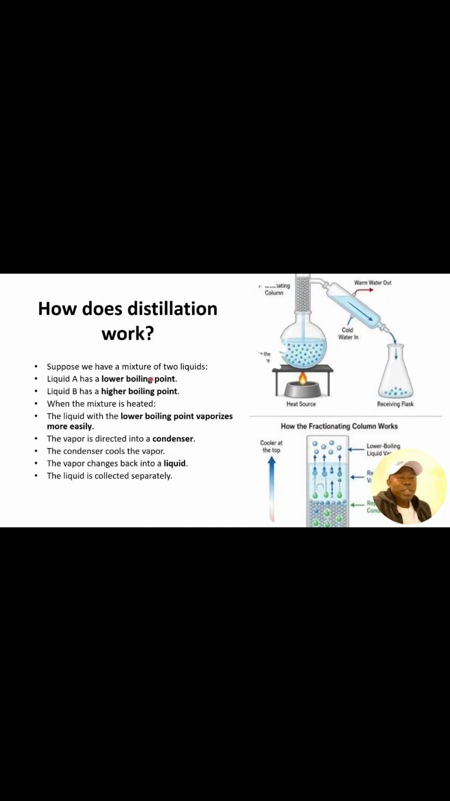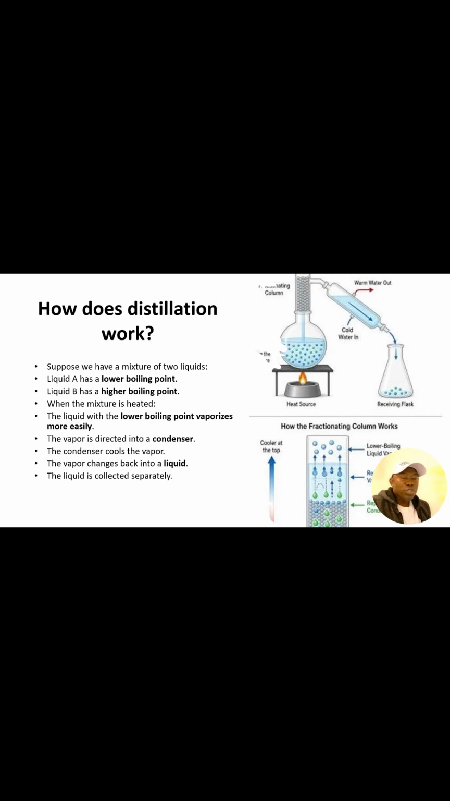How does it work? As explained, liquid A here has a lower boiling point, liquid B has a higher boiling point. So two liquids, but with different boiling points. One is lower, one is higher. As the mixture starts heating, let's say from 20, 30, 40, 50, 60, 70, before it hits 70 to 80, one of the liquids will hit its boiling point, so it vaporizes. The liquid with the lower boiling point vaporizes more easily, and the vapor condenses. This is the diagram representation, and this is what we need to know about vaporization.